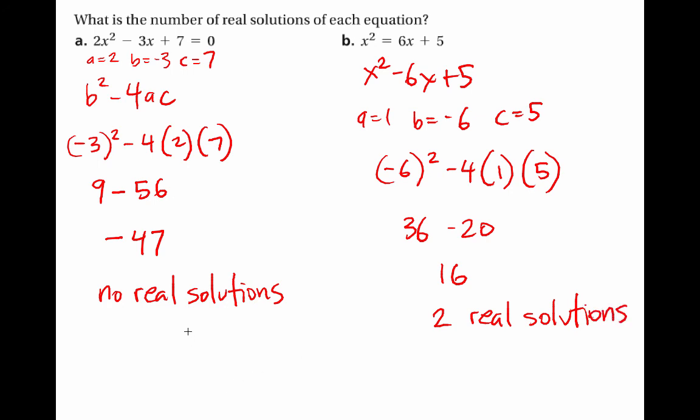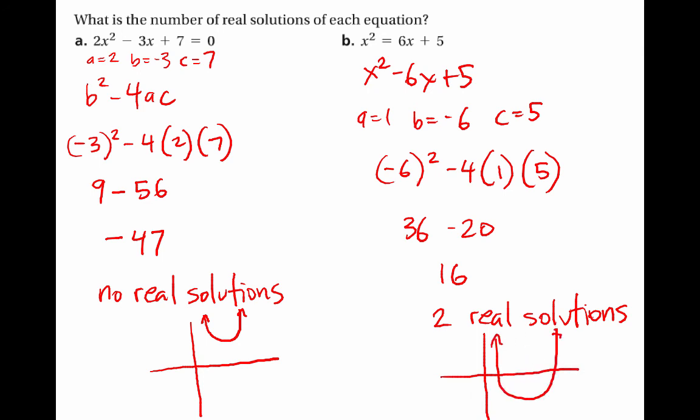And the implications here, if I were to graph the quadratic, and this isn't the actual graph, but the graph would look something like this. In the first one, no real solutions means it doesn't intersect the x-axis. Two real solutions means it's going to intersect the x-axis twice.